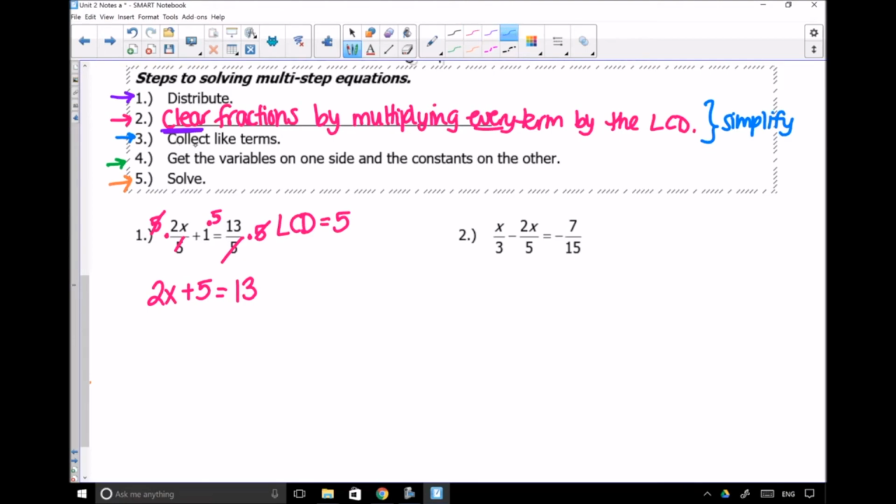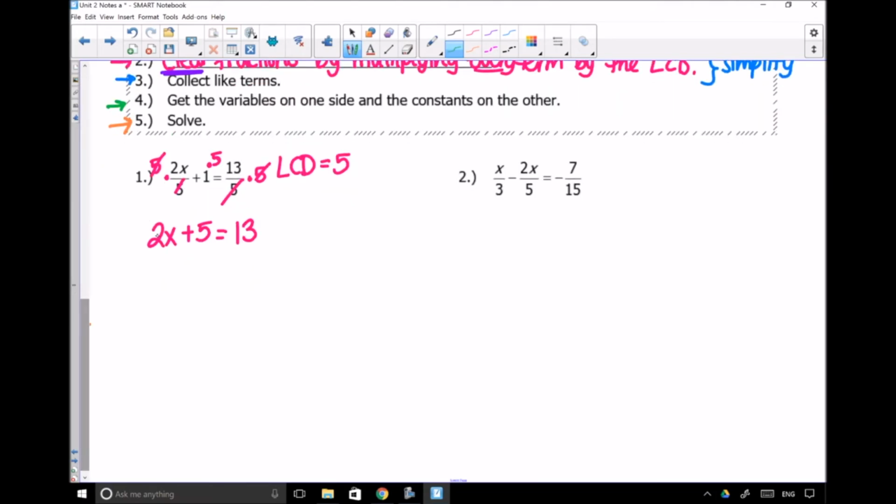So step 3 says to collect like terms. Well, I don't have any like terms on the left side, and I don't have any like terms on the right side. So let's go ahead to step 4. Step 4 says get the variables on one side and the constants on the other. If you take a look right here, our variables are already on the left side. There are no variables on the right side, which means I just want to get rid of this constant right here. I don't want this constant on the left side.